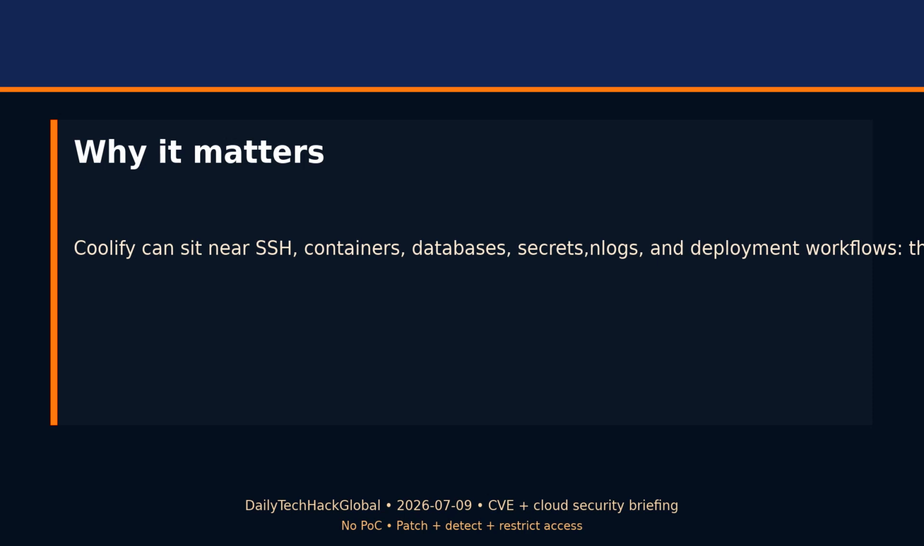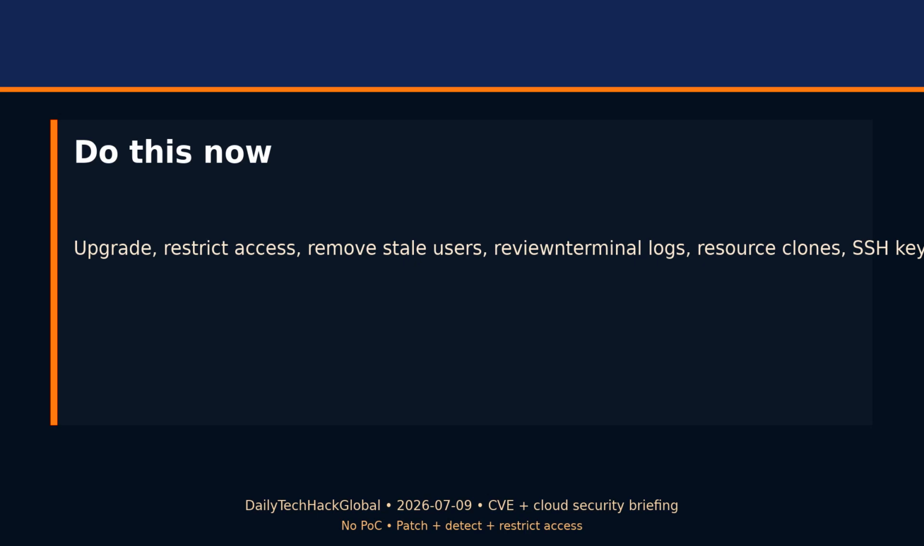Second, limit Coolify access to trusted administrators, enable MFA where available, and remove stale team members. Third, place the management interface behind VPN, SSO, or a trusted network path instead of exposing it broadly. Fourth, review audit logs, terminal usage, unexpected resource clones, new SSH keys, new environment variables, and unexplained deployment changes. Fifth, rotate sensitive tokens if you suspect unauthorized access.